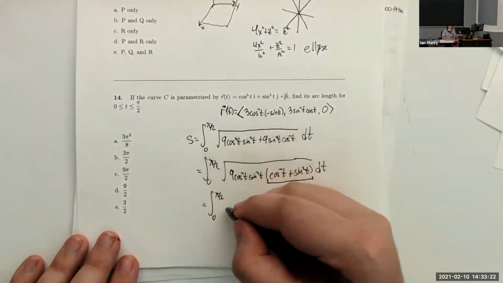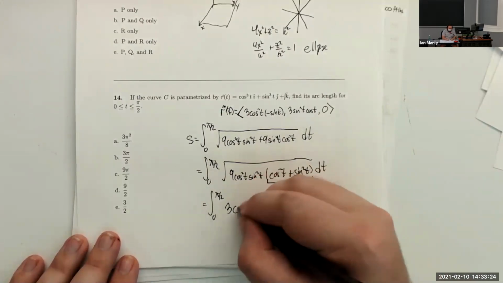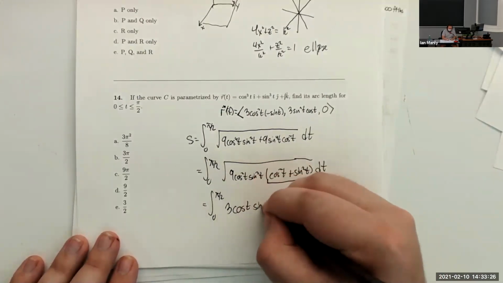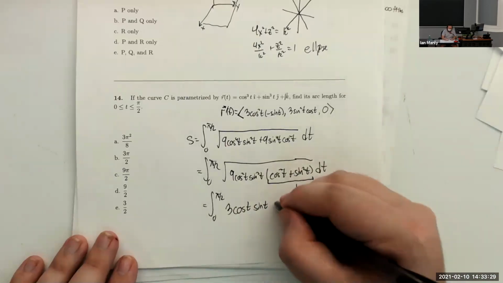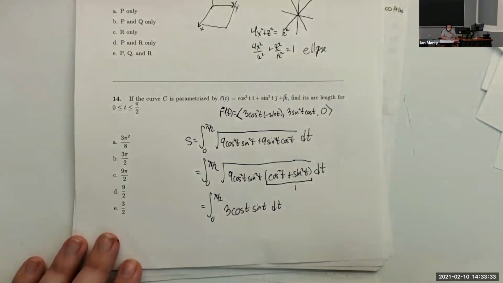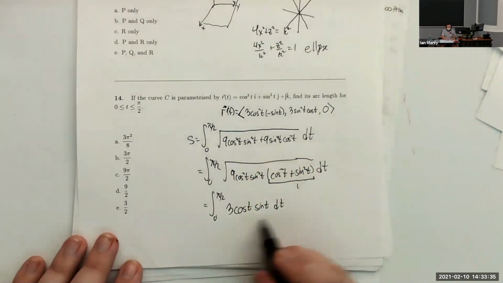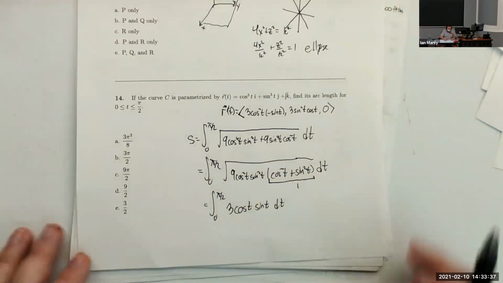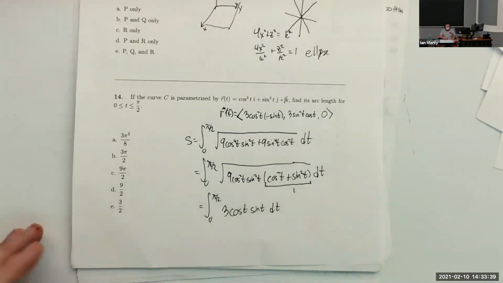So I have the square root of 9 is going to be 3. Square root of cosine squared will be cosine. And the square root of sine squared will be sine. And technically, we would need to put absolute values on these. But in the interval 0 to pi over 2, both of these are positive. So we don't need to worry about that. All right, and then we just need to do this integral right here.